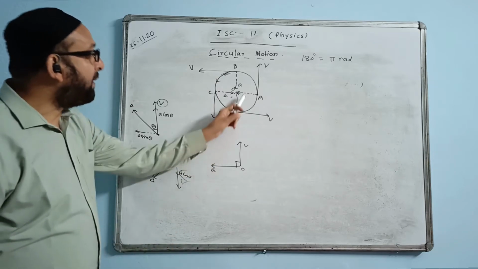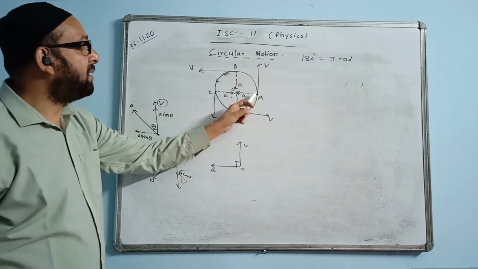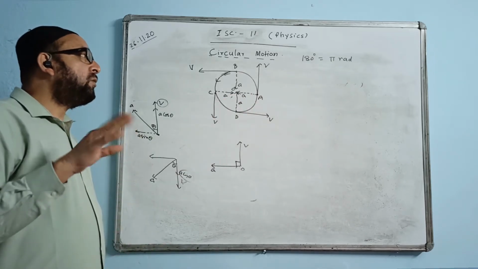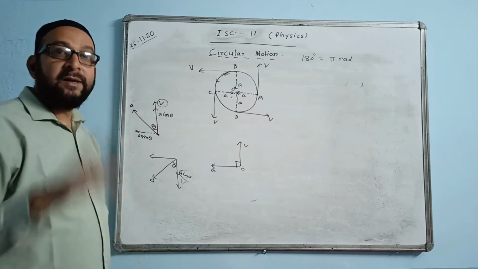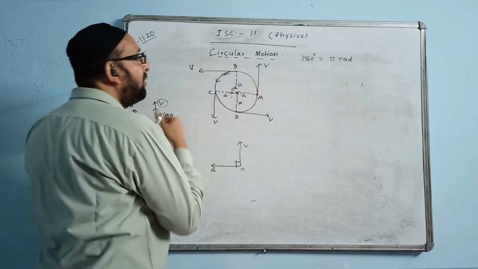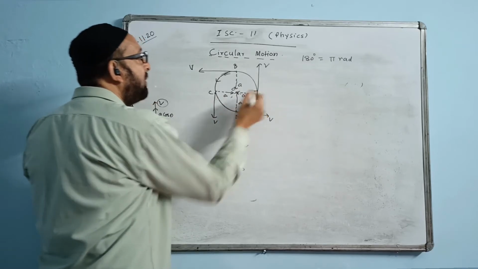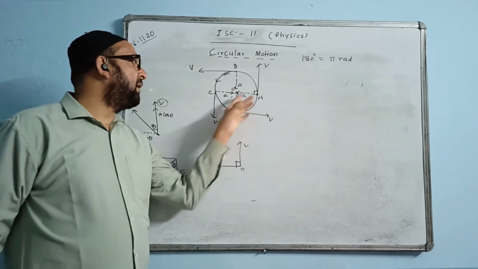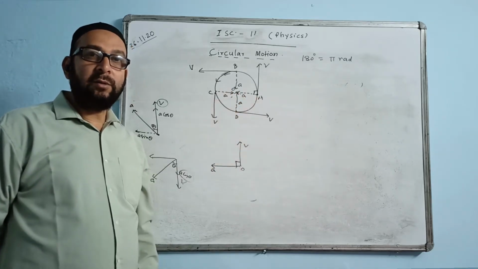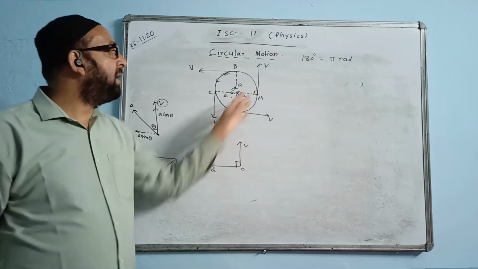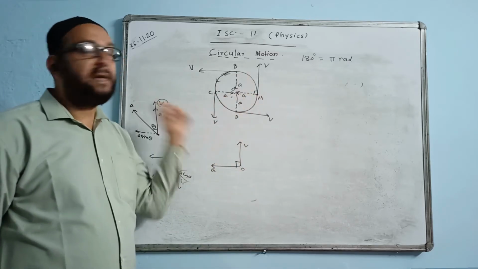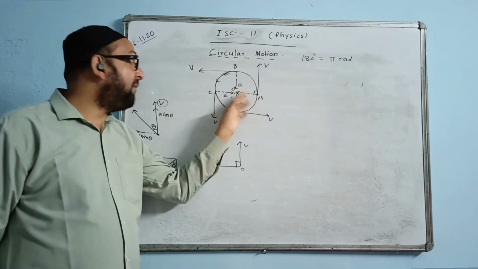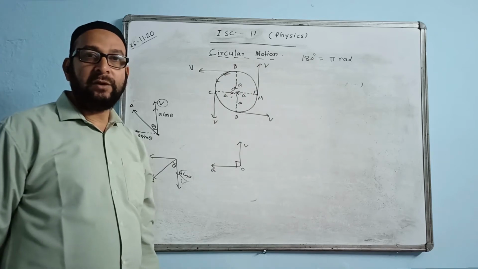If acceleration acts perpendicular to the velocity, and velocity is along the tangent, what is perpendicular to the tangent in a circle? We say the radius. The radius is always perpendicular to the velocity. This angle becomes exactly 90 degrees. So that is the reason why acceleration is always directed towards the center of the circular path. It cannot act in any other direction. If it acts, then it will break into components and it will affect the magnitude of the velocity.